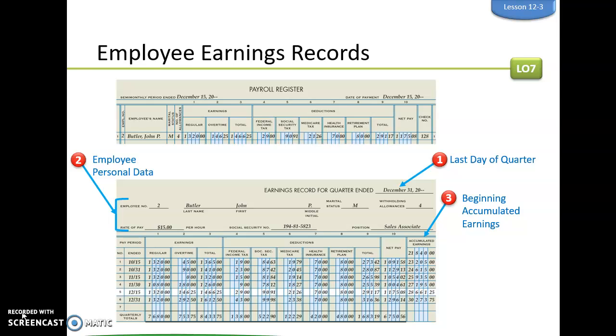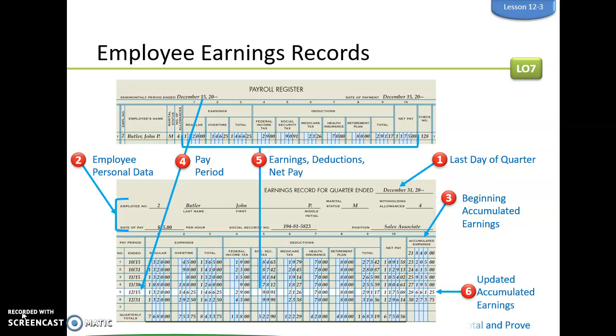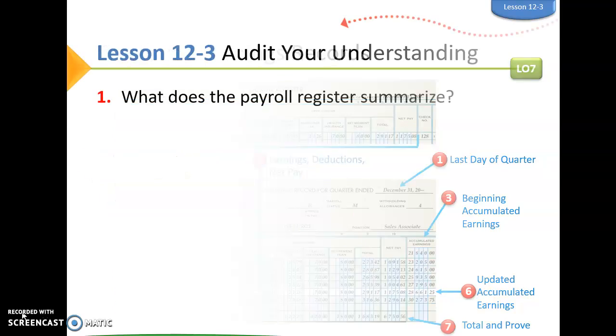So you need to add the accumulated earnings for the beginning of the current quarter. This information is actually taken from the previous quarter. The ending accumulated earnings from the previous quarter is just brought forward to the new quarter. After the first three quarters, we can see here that Mr. Butler's total earnings were $21,840. Then we're just going to continue and add on for this quarter. And then again, we want to prove our quarterly totals just to make sure that we didn't make any errors.